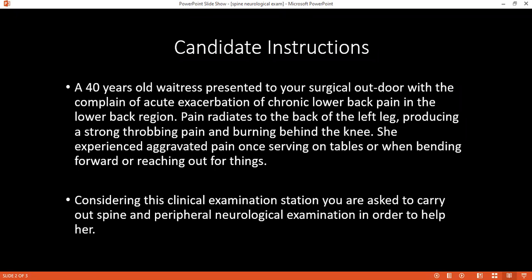I'll see the patient's head and shoulder from the front. Then I'll see her from the side for the normal cervical lordosis and lumbar lordosis, and also the thoracic kyphosis. After that, I'll examine the patient from the back.